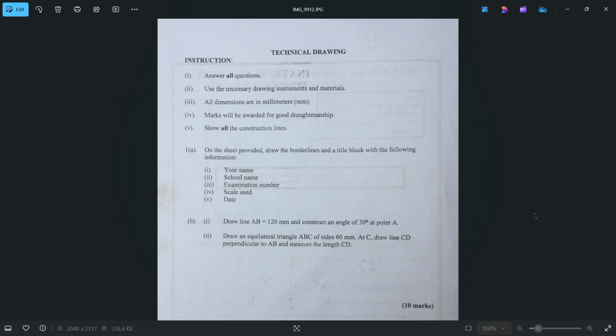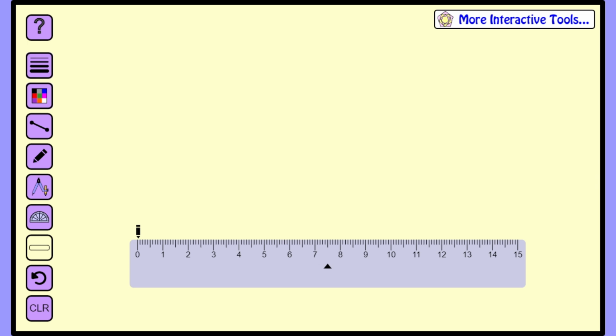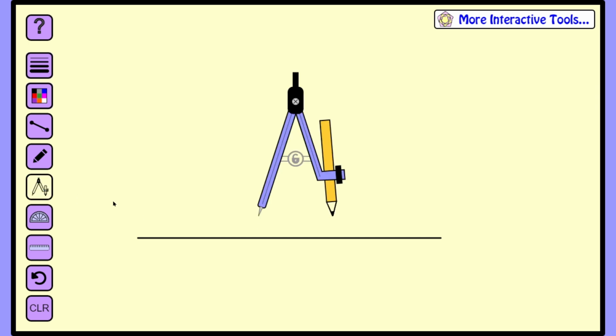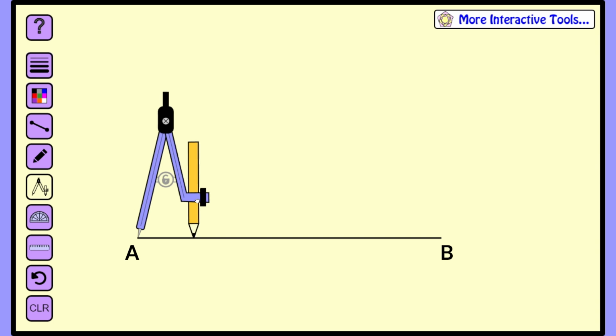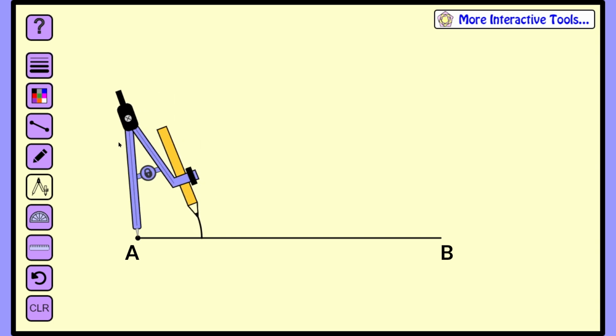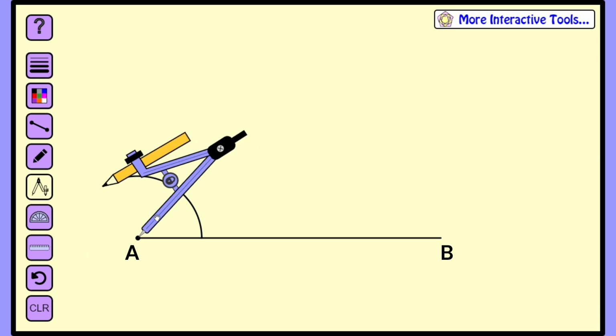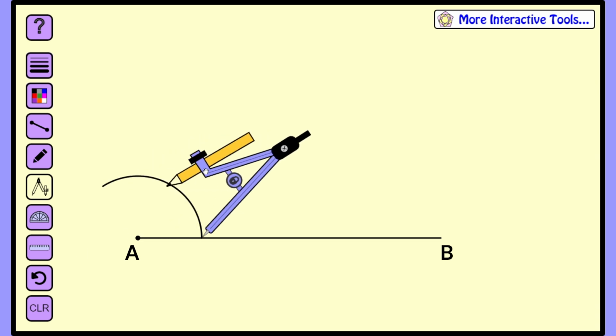So let's do that. To do that, we first bring out our ruler and then draw our line of 120 millimeters or 12 centimeters. In this case, I'm using a cm ruler. And now we bring out our compass. This is our point A and this is our point B. So we construct angle 60 before constructing angle 30 by bisecting angle 60.